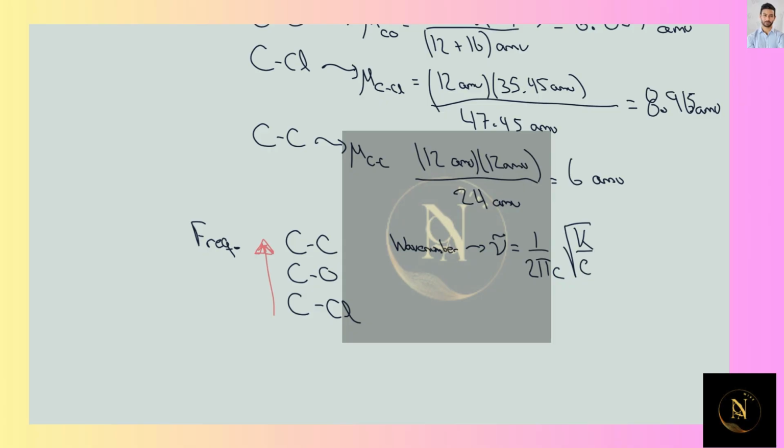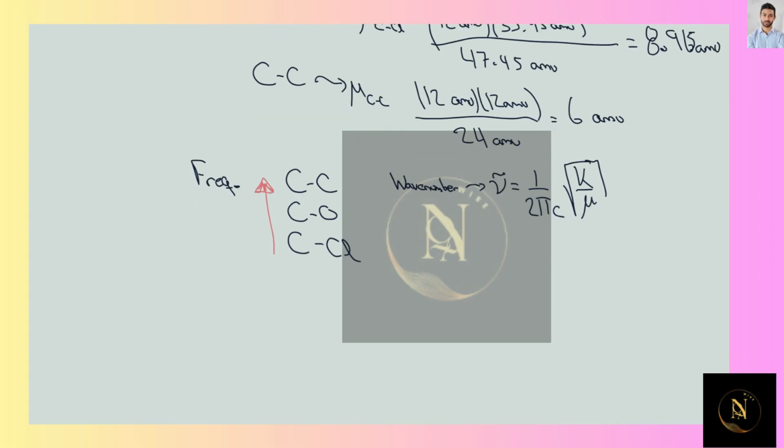times the square root of K over mu. So the order is going to be exactly the same. So with this, we can answer the questions.